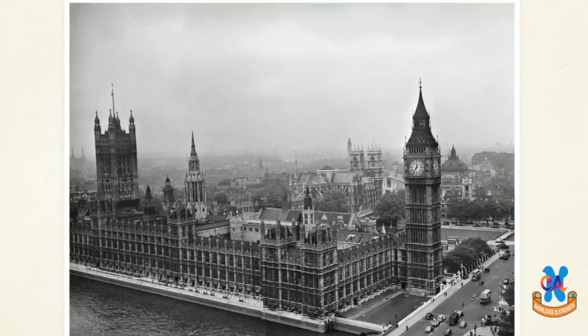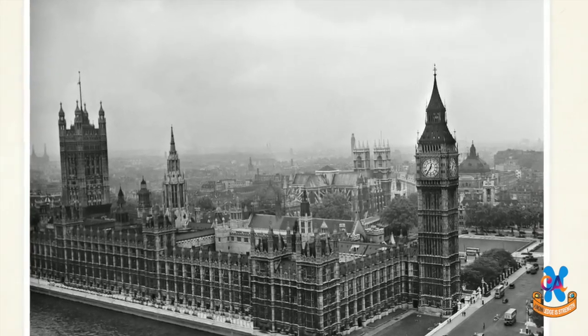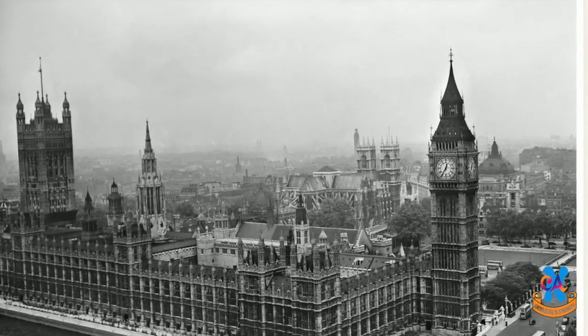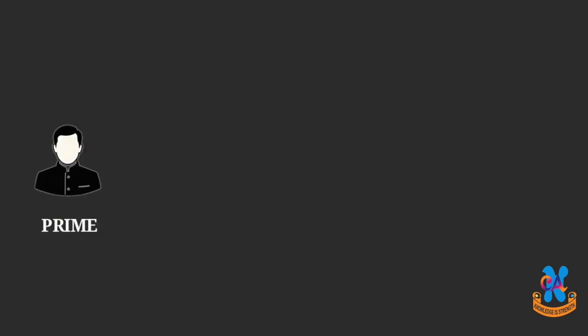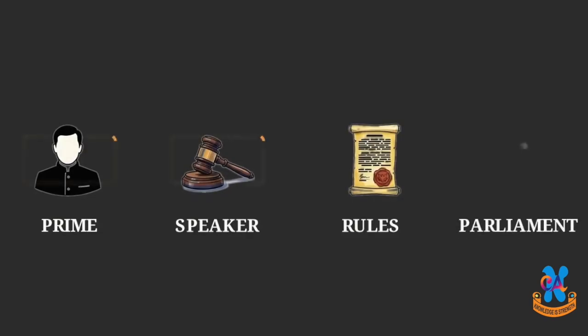The British governed India for centuries, leaving behind a heavily centralized model of administration. Because of that history, India adopted their parliamentary system. To lock this in your memory, use the keyword phrase, Prime Speaker rules Parliament.